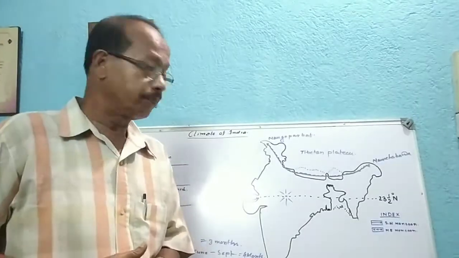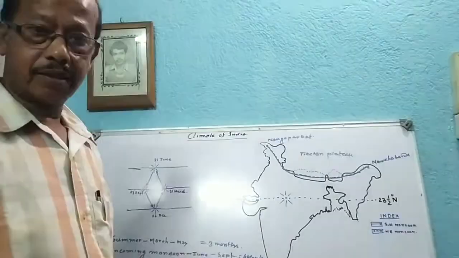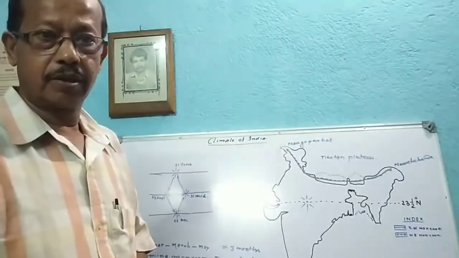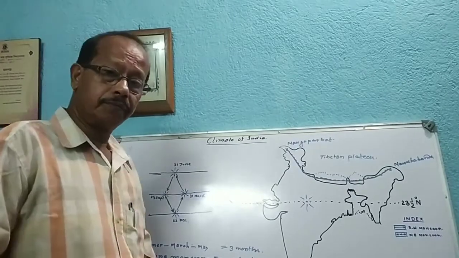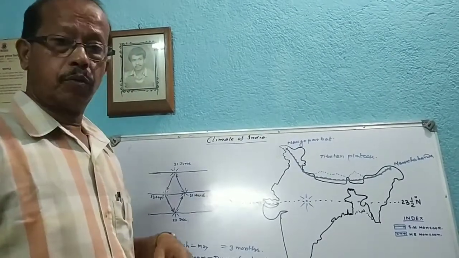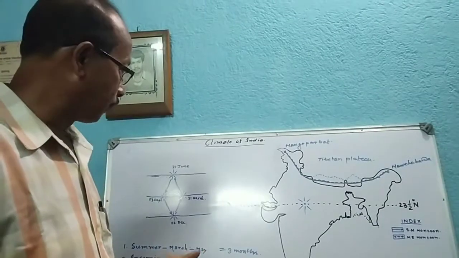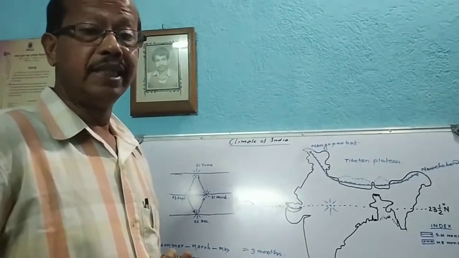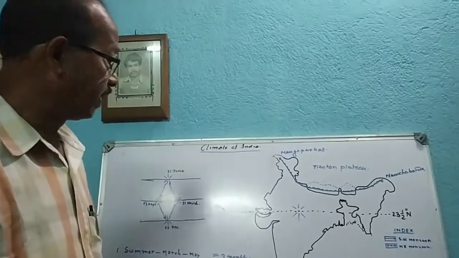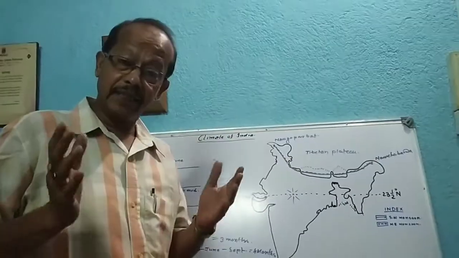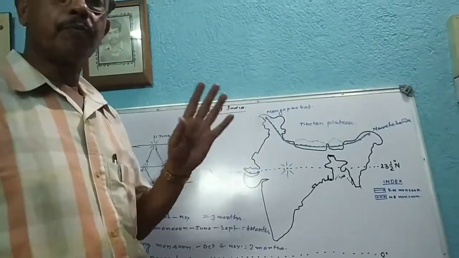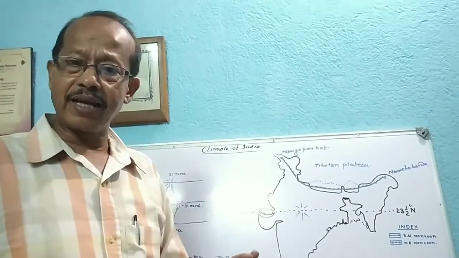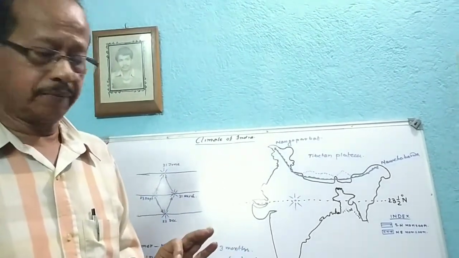In the last class, we discussed the Indian climate. Now we are going to discuss the next topic, change of season in Indian climate. India has 4 distinct seasons which are characterized by some climatic phenomena.